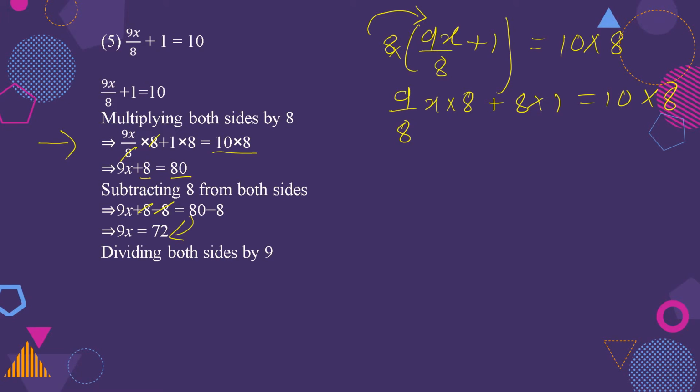Next, divide both the sides by 9. So we have 9x upon 9 is equal to 72 upon 9. On your left hand side, 9 will get cancelled from the numerator and denominator, and 72 divided by 9 is 8. So the value of x is equal to 8. Hence finally we can say that x is equal to 8 is the solution of the given equation.